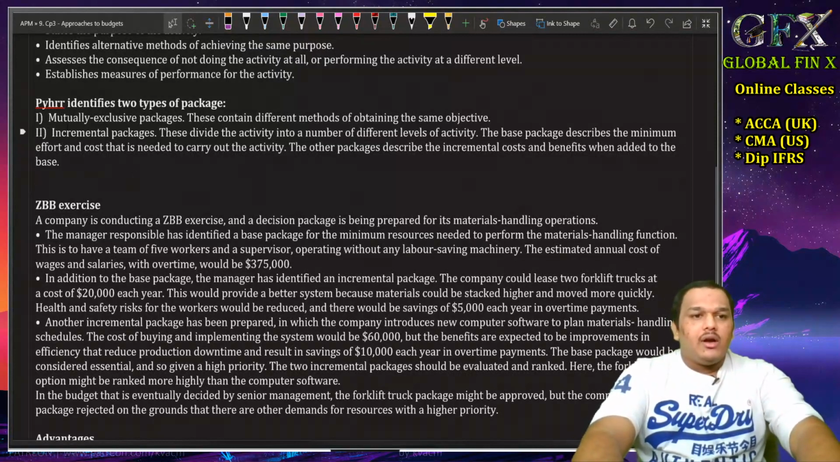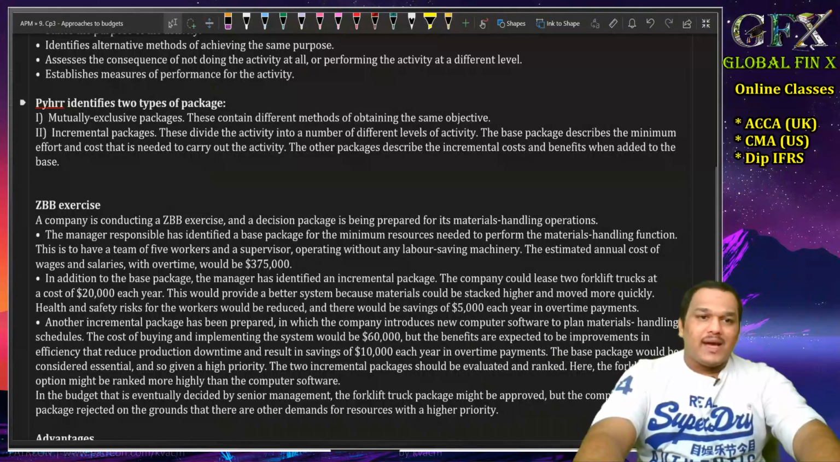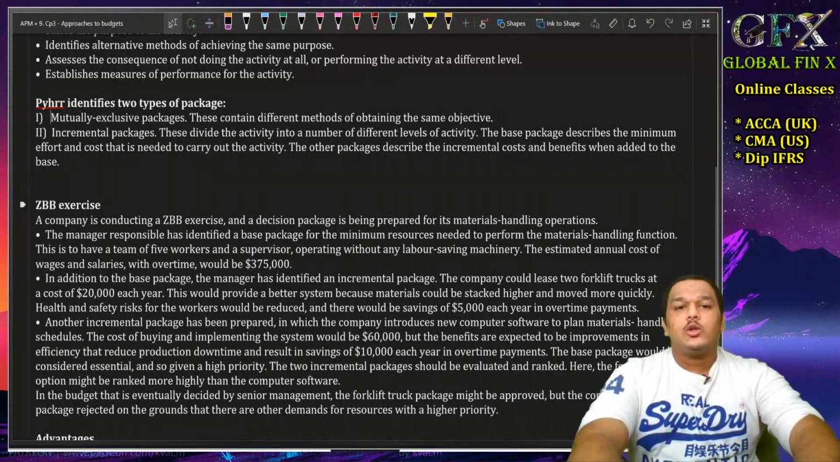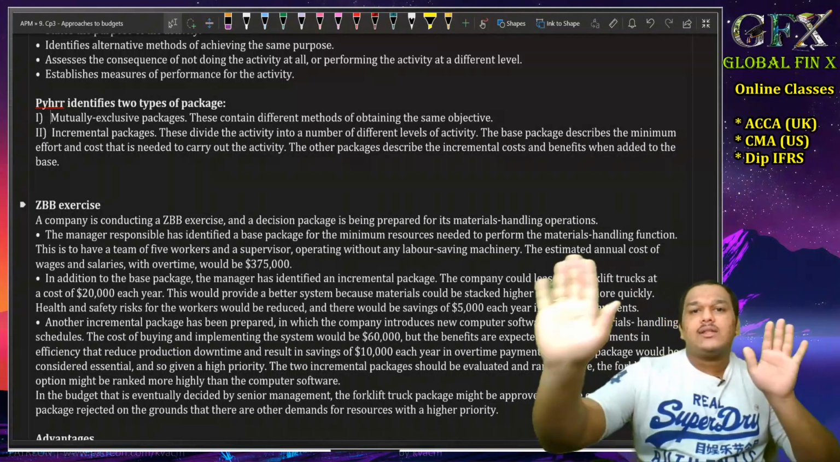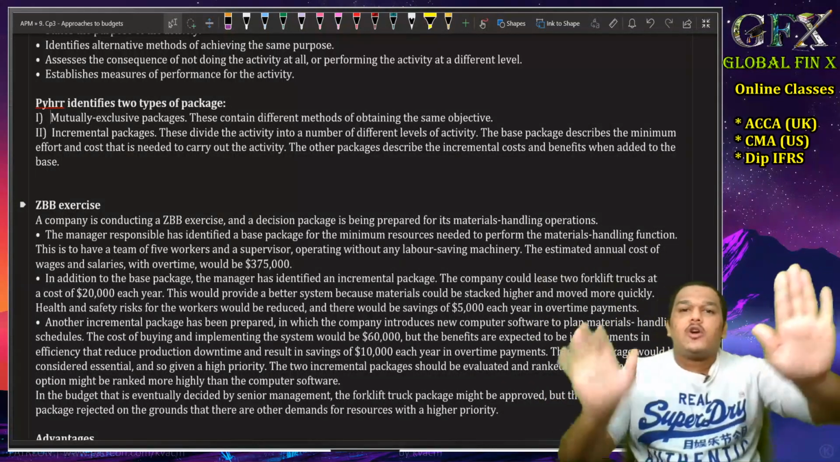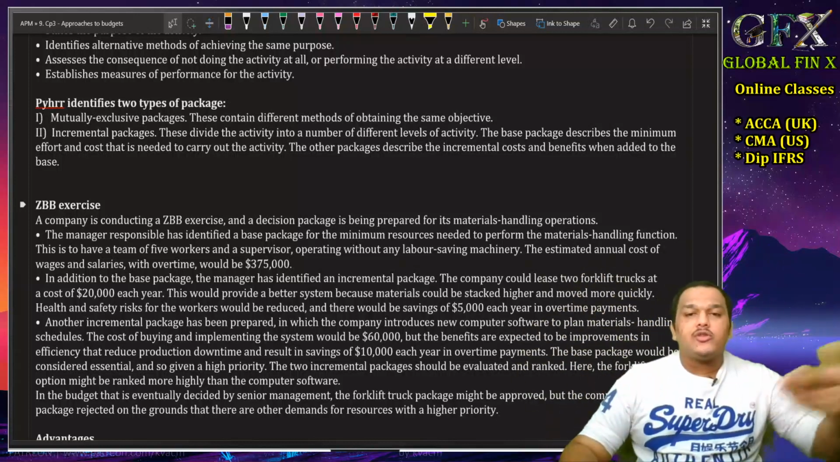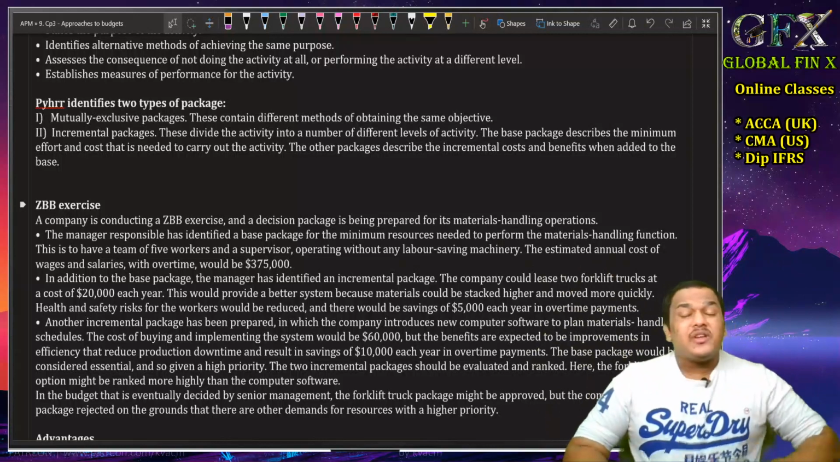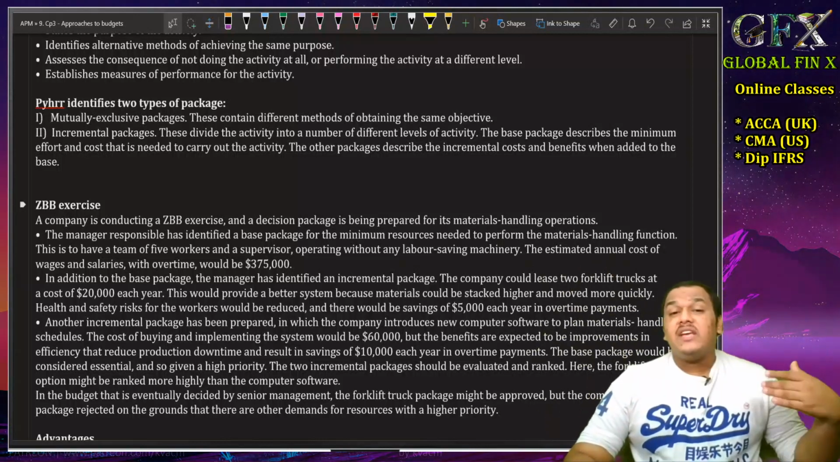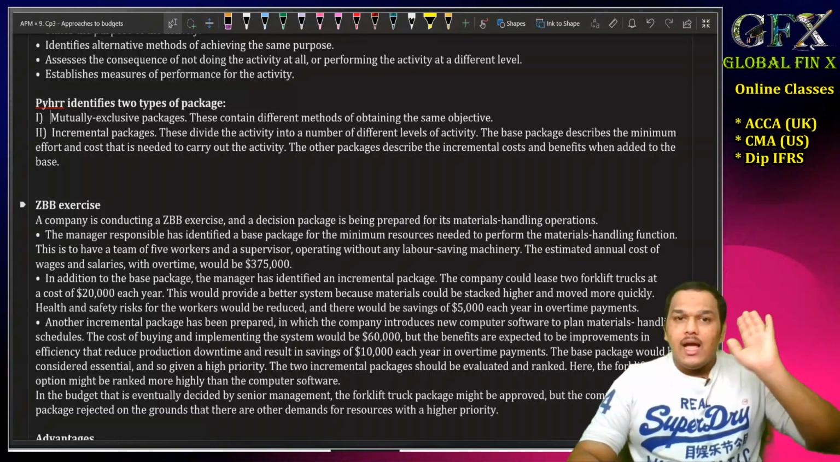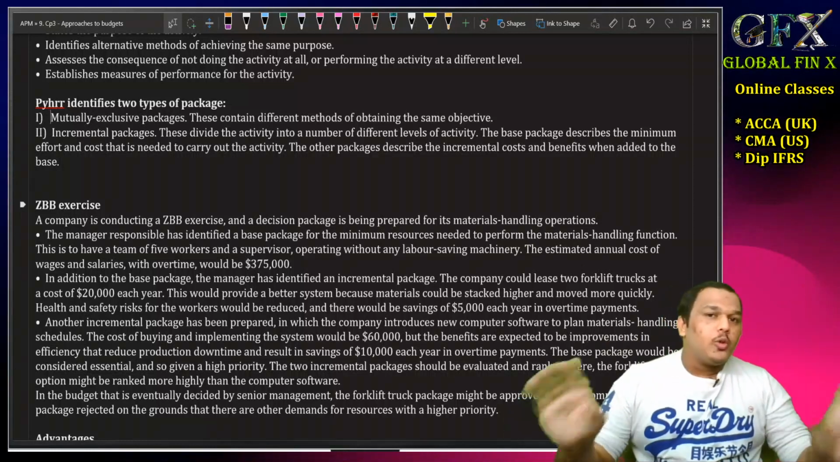Now, Pyhrr identifies two types of packages. One is the mutually exclusive package and the other one is the incremental package. Sir, mutually exclusive means either this or that, either Facebook or Instagram. We don't need to run a campaign on both at the same time because we'll have duplication and the cost benefit analysis doesn't work out. So if that is the case, we call them mutually exclusive packages. Either this or that. You cannot do both at the same time.